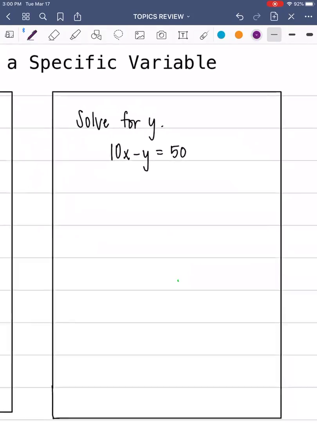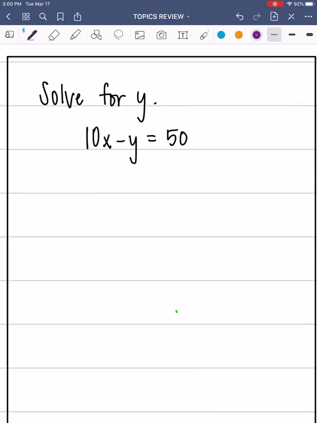Okay, solve for y here. So I have 10x minus y equals 50. So y is right here. We're trying to get y by itself, okay? So the first thing away from it is this 10x right here. This is a positive 10x on the same side as the y. So in order to get rid of it or move it to the other side, we're going to have to do minus 10x on both sides of the equal sign.